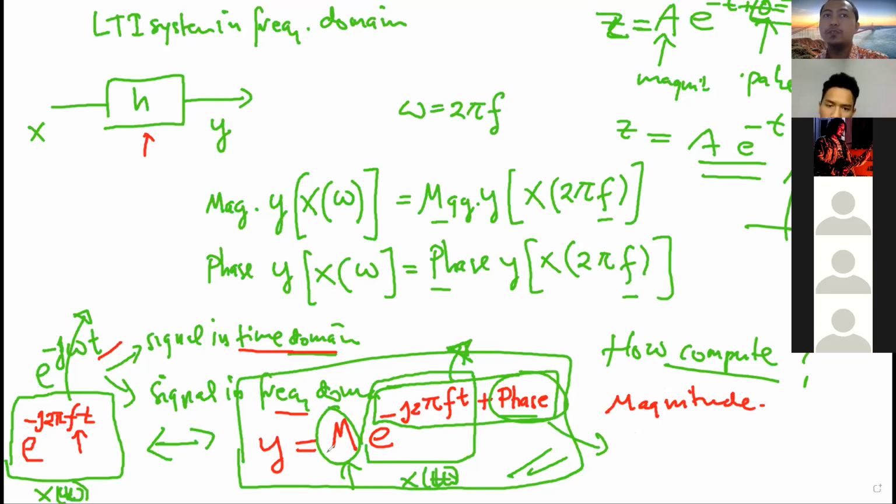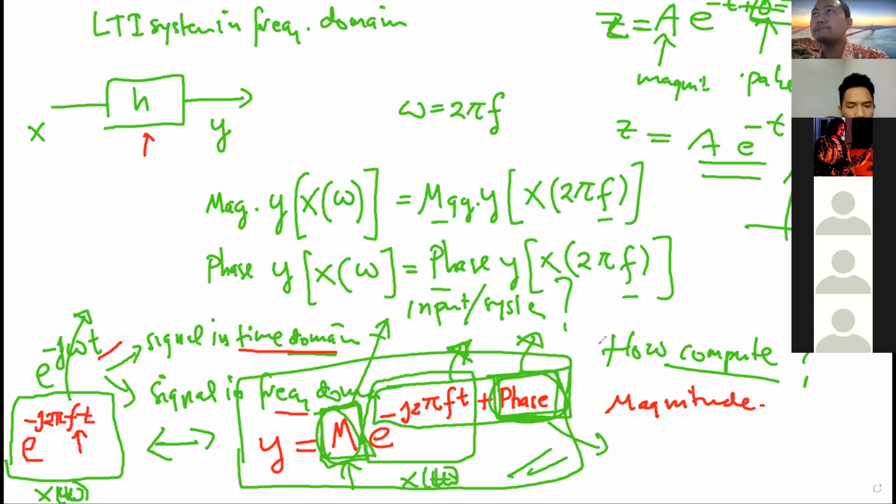What is the meaning? Where does the magnitude come from? Whose is the phase? What does the phase belong to, and what does the magnitude belong to? My question is, does the magnitude belong to the input or the system? Can anybody answer? I think it's the system, sir. System, okay, perfect. This magnitude represents the system.